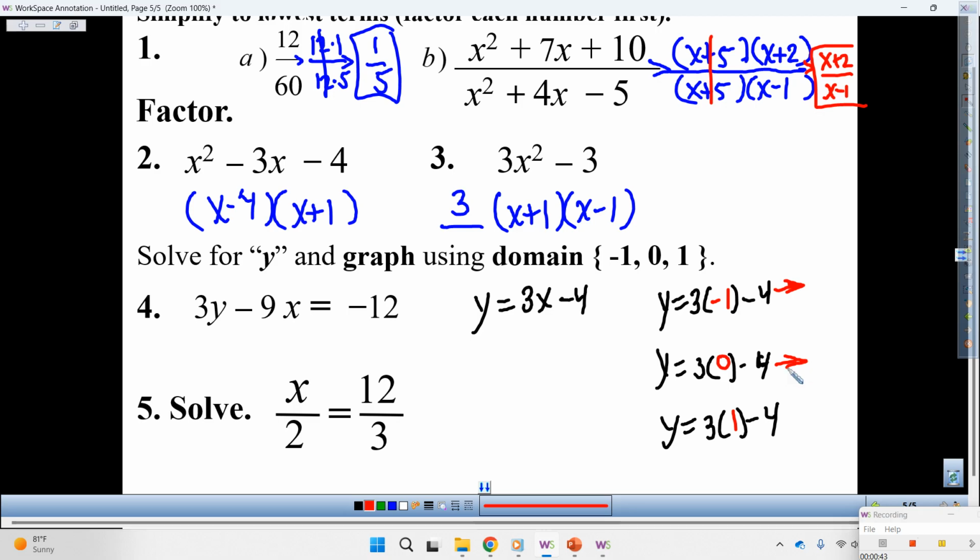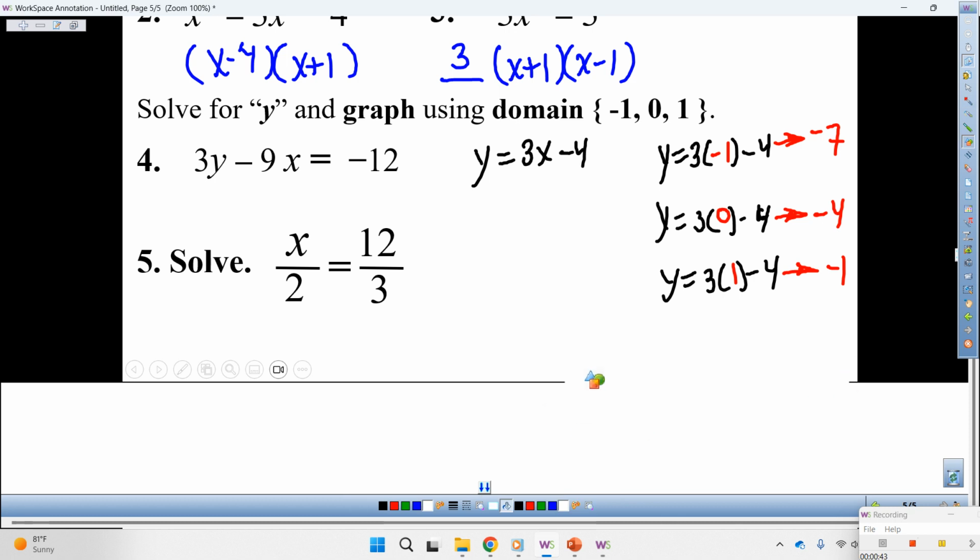Pass them one, Gabriel. Oop. Sebastian. 3 times -1 minus 4 is -7. 3 times 0 minus 4 is, and 3 times 1 minus 4 is. That is correct. Hands, have you got that? Ooh, you guys are in the row. Right? In the row? No? All right, let's go to number 5.